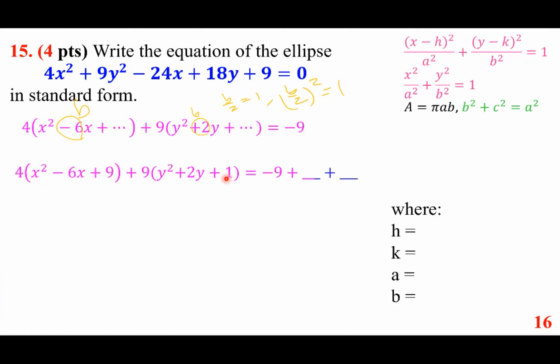And over here, when we added 1, we didn't add 1 to the left side. We added 9 times 1. We added 1 to the parentheses only. So 9 times 1, so we need to add 9. So now, of course, these two cancel each other.